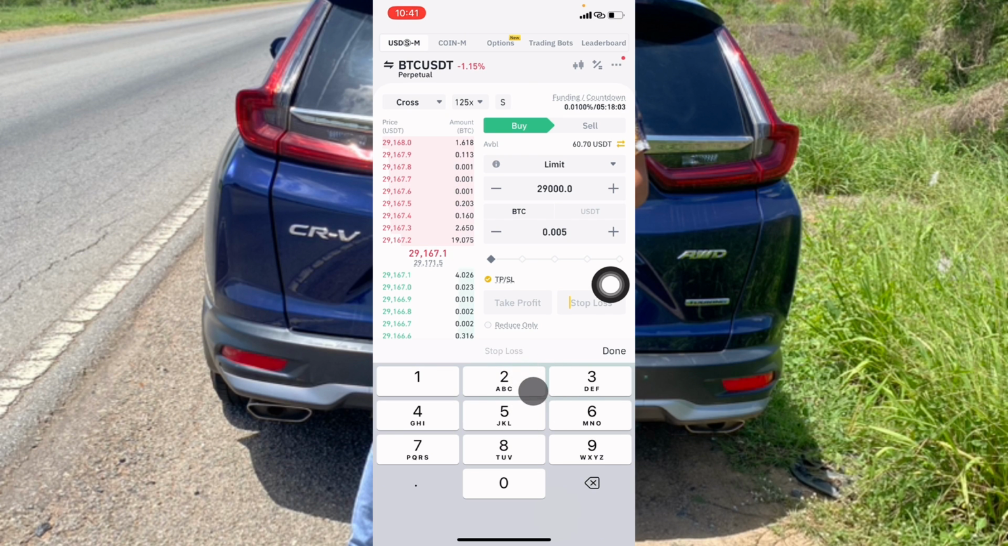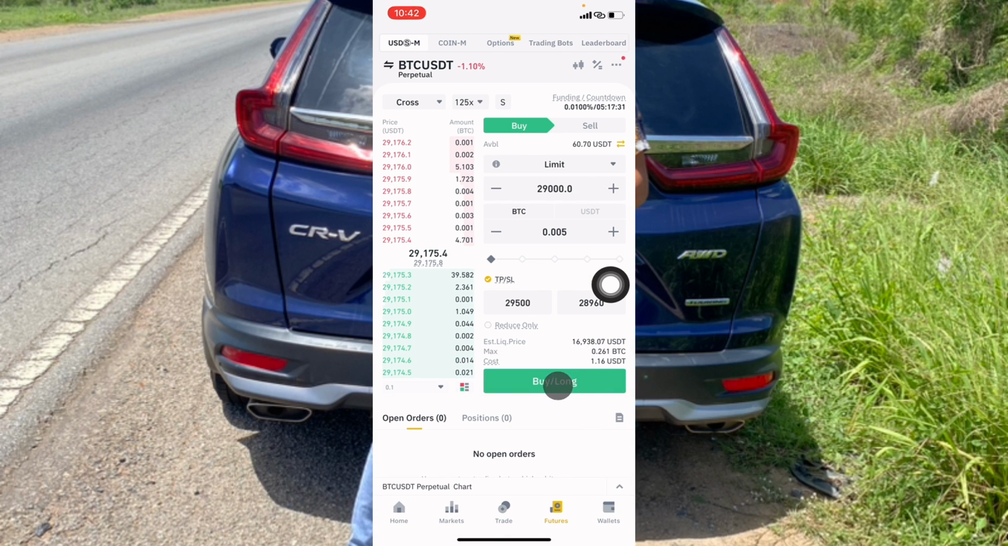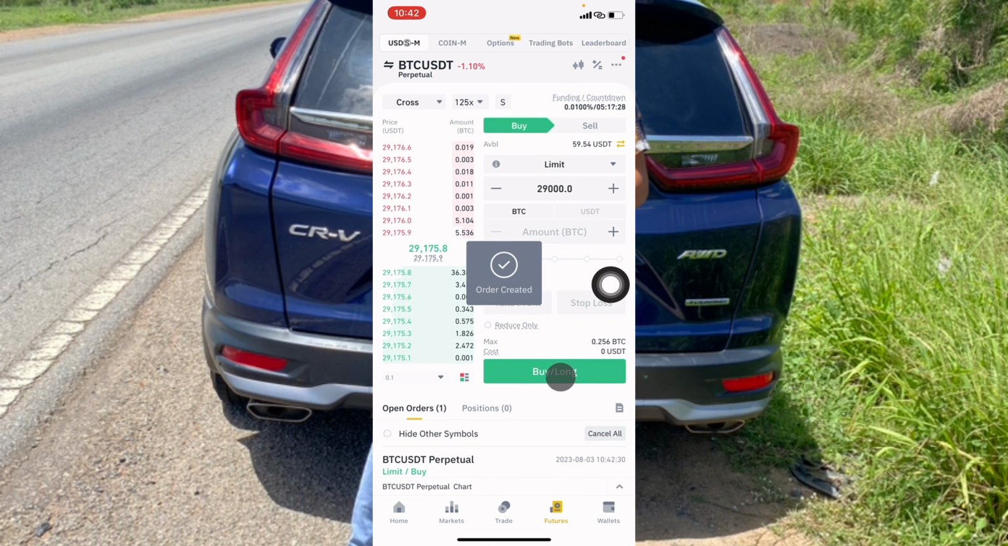So we can make sure that our stop loss will be $28,960. So if Bitcoin falls to 29,000 and it didn't rise up and it's falling again, we can close the trade automatically when the price reaches $28,960. Then we have our take profit. So right now I'm looking at Bitcoin to reach 29,500. If it falls to the 29,000 as our entry, then I click on done. I can just enter the market by clicking on buy/long.